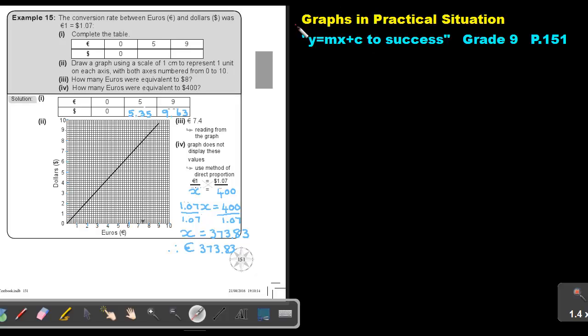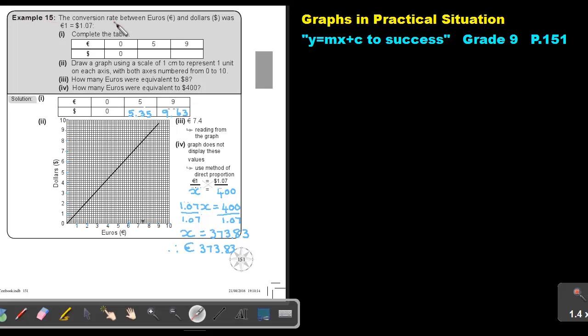Part 11. We are going to continue with graphs in practical situations. You will find this on page 151 in the Namibia Mathematics Grade 9 textbook, y equals mx plus c, exercise 6. Let's look at example 15.